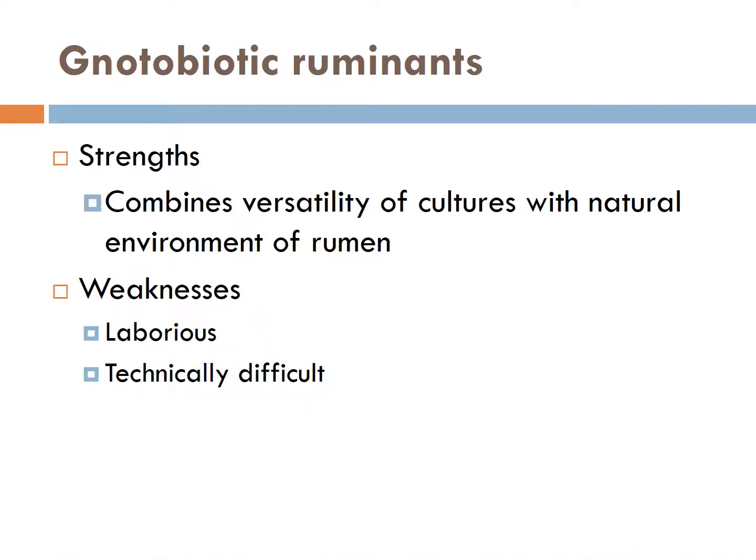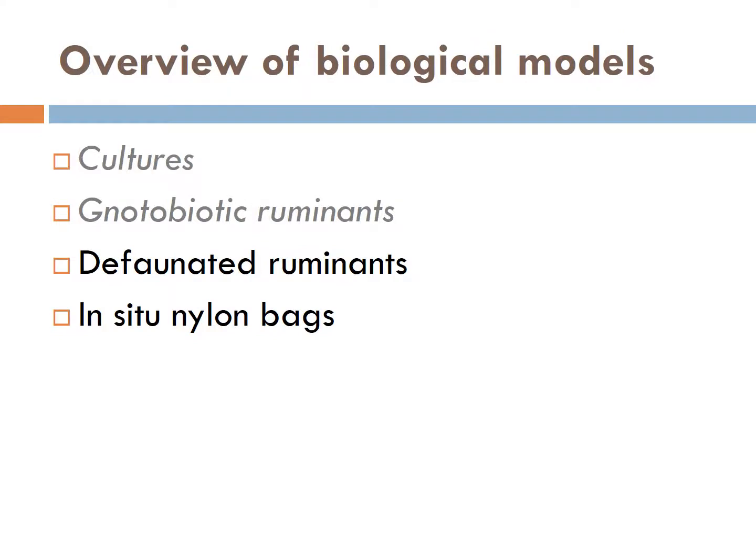The strength of using gnotobiotic ruminants is that it combines the versatility of cultures with the natural environment of the rumen. There are some questions that can be answered only with these ruminants. They have to be maintained in isolators under aseptic conditions and fed sterile feed. It is technically difficult, and there's only one group left in the world that can still do this work. Next in our discussion are defaunated ruminants.